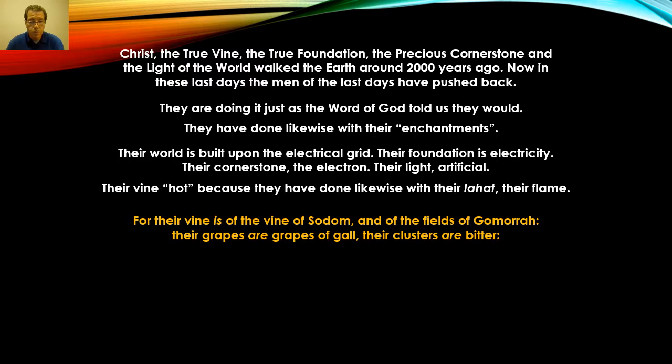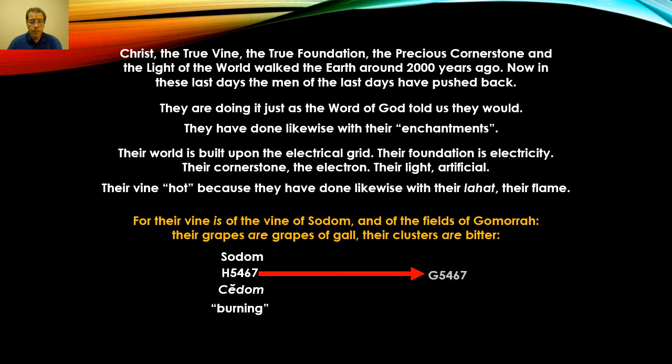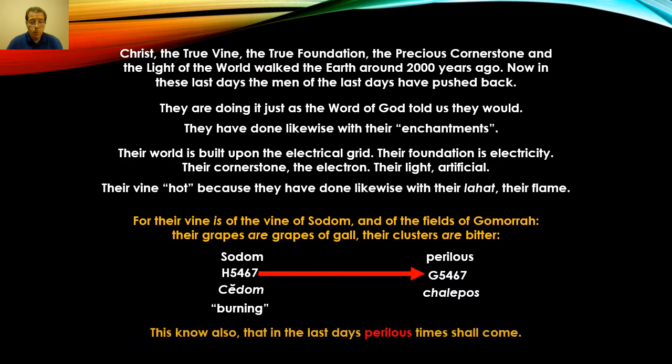Their grapes, grapes of gall. Their clusters, bitter. Sodom is H5467. Sodom means burning. This kingdom is numbered. The word Sodom, H5467, is numbered with G5467, the word chalepos. It only appears twice, translated once, perilous. It only appears twice, and in the verse 2 Timothy 3:1. This know also, that in the last days perilous times shall come.